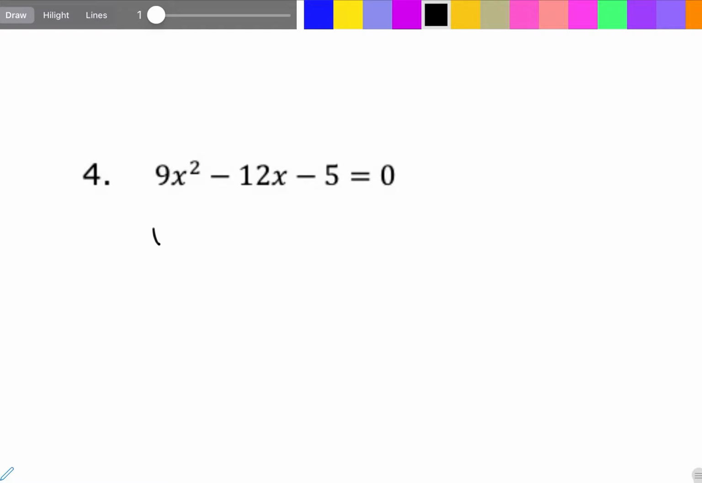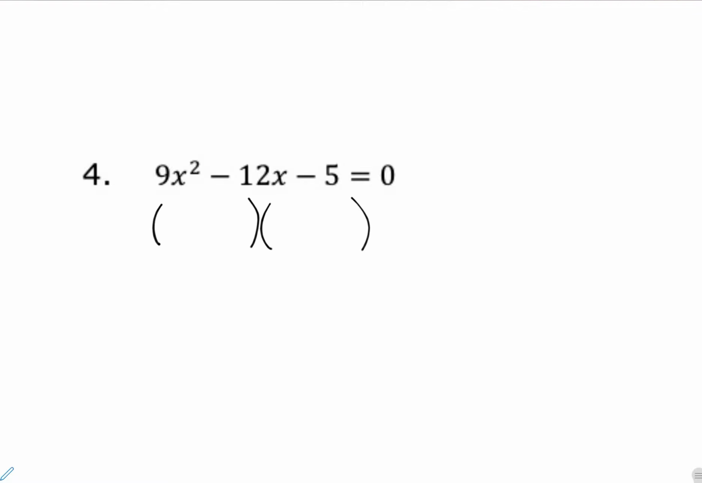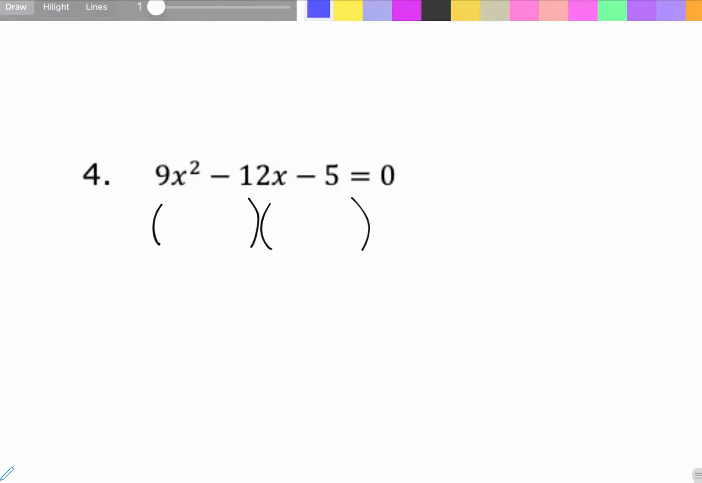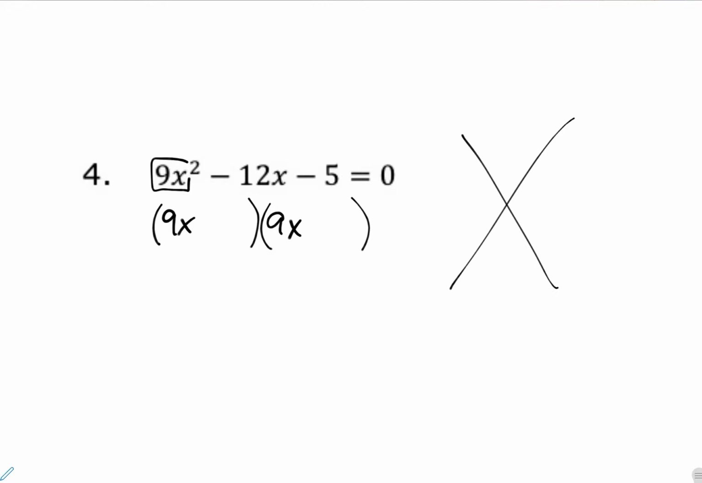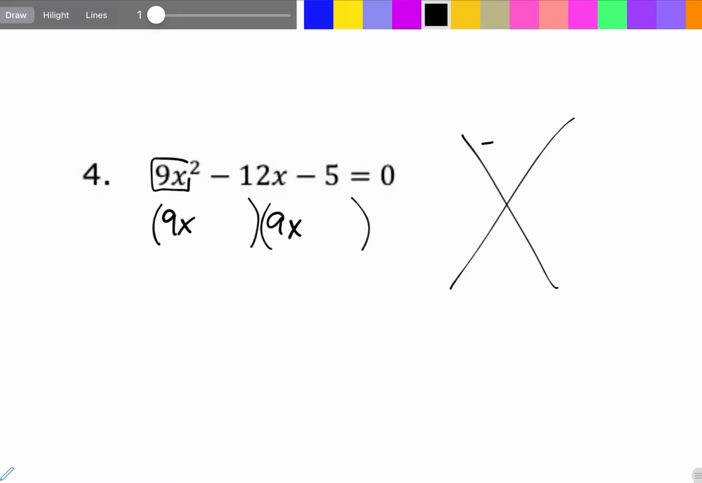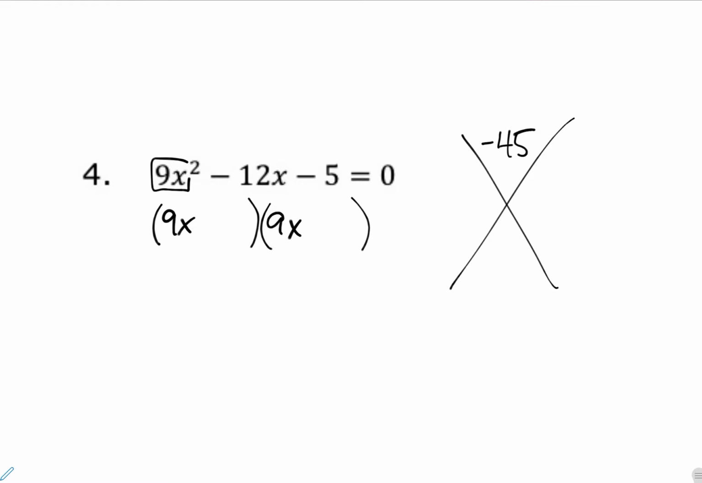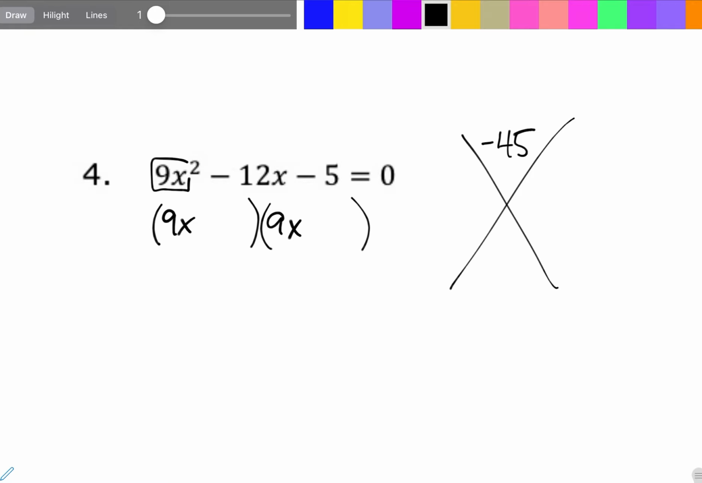First thing I'm going to do, I'm going to start out with my answer this time. And remember, we wanted this number right here to be 1, but we didn't get a GCF yet. Okay, we didn't get a GCF yet. I'm going to go ahead and put 9x in both of my parentheses, okay? And now I'm going to go shopping for 2 numbers. These 2 numbers should multiply to 9 times negative 5. And these same 2 numbers should add up to negative 12.